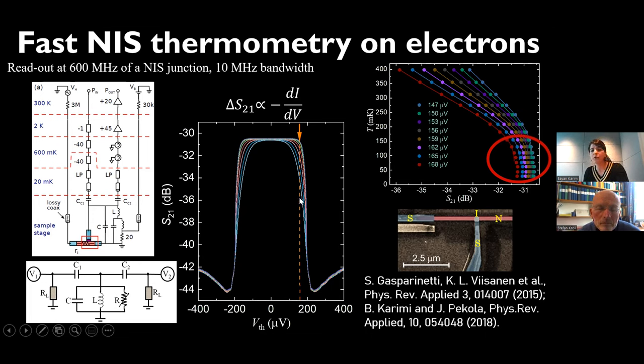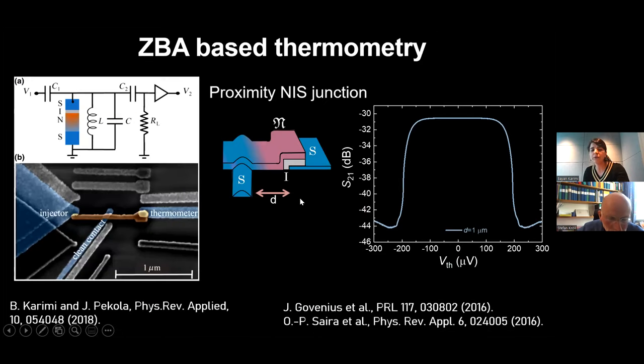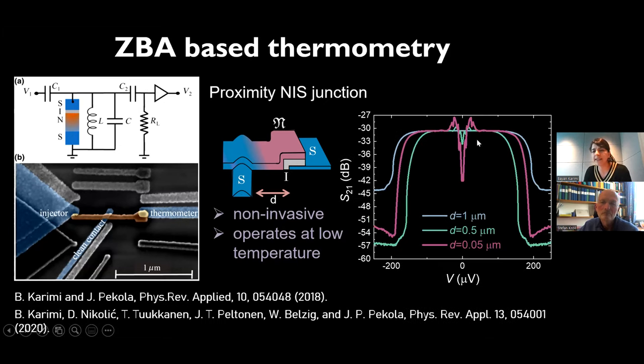So for this, we had to develop a new type of detector, which is a proximitized NIS junction, where we still use the same principle of the NIS tunnel junction, but we add a superconductor directly to the normal metal. So now this superconductor induces some proximity effect in the normal metal. If it is far away from the tunnel junction, we still have the same feature. But if we bring it closer and closer to the tunnel junctions, we see some anomaly appear around zero.